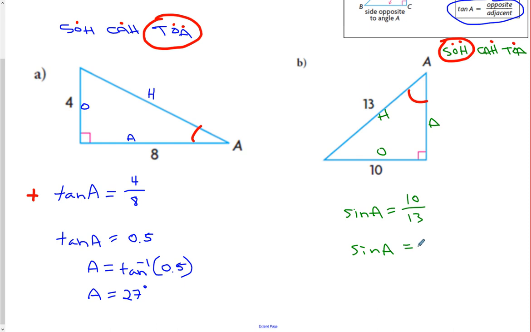When I divide 10 by 13, I get 0.7692. And so now I need to use my inverse button on my calculator. And 50 degrees is my nearest degree.